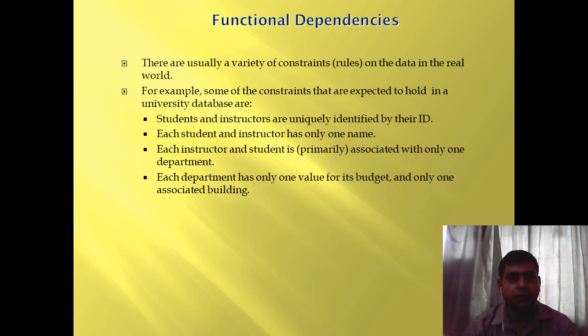There are usually a variety of constraints on the data in the real world. For example, some of the constraints that are expected to hold in a university database are: students and instructors are uniquely identified by their ID. Each student and instructor has only one name. Each instructor and student is primarily associated with only one department. Each department has only one value for its budget and only one associated building. So these are a few of the functional dependencies that we define first.